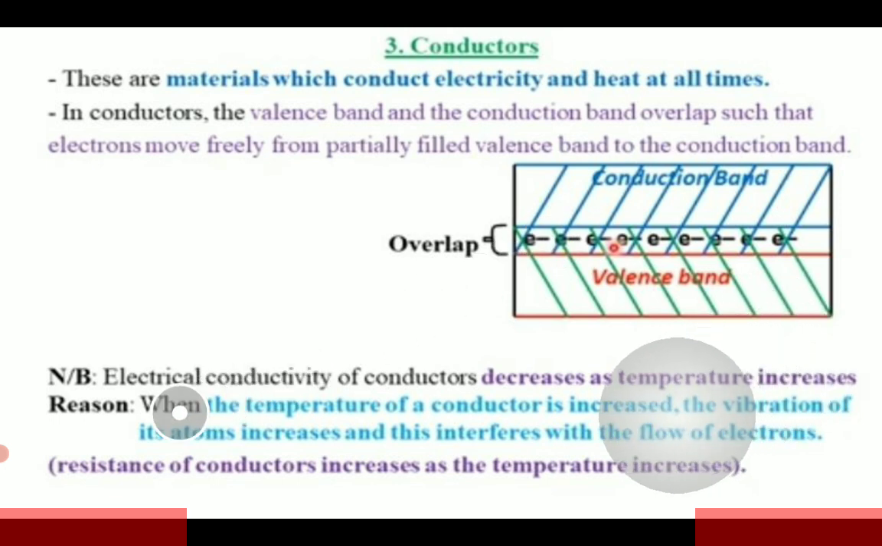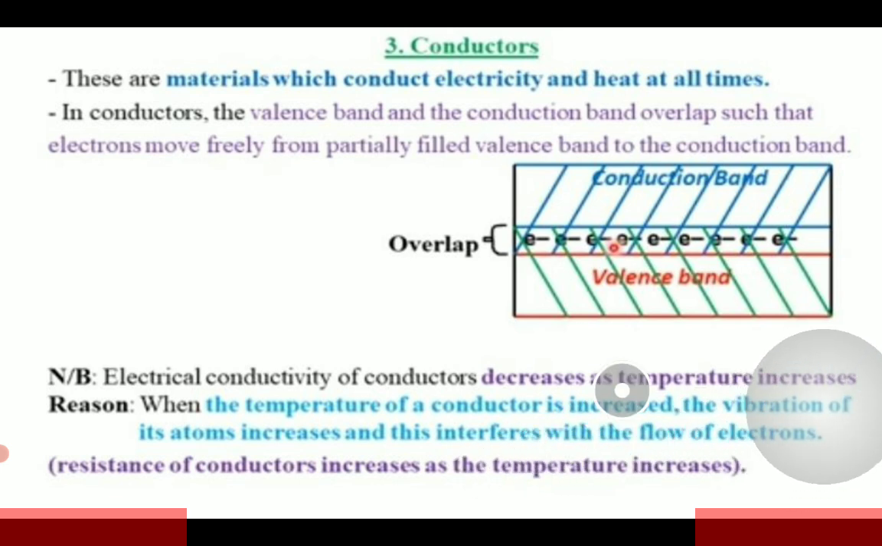So we are saying electrical conductivity of conductors decreases as temperature increases. Why? It's because temperature of conductors causes vibrations of particles, mainly atoms. So those vibrations of atoms are going to interfere with the flow of electrons. You can consider this in terms of increase in resistance. Remember that as the temperature increases, the resistance of the material is also going to increase.